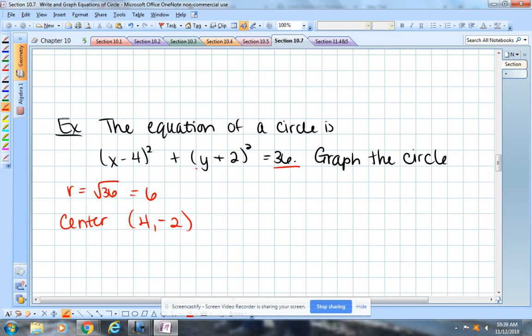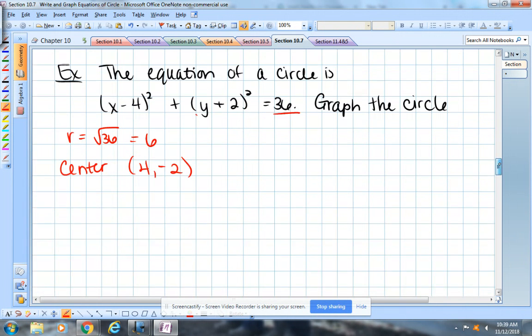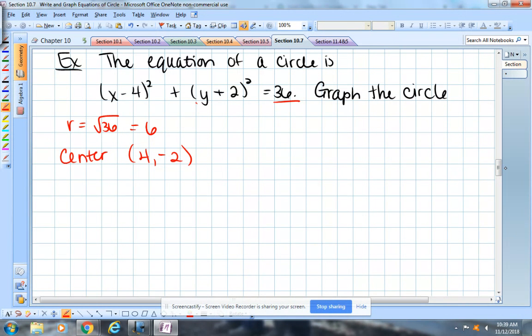Now, graphing a circle is not difficult. It's just we're not very good at drawing circles on our own, but I'm going to show you how you're supposed to technically do it.